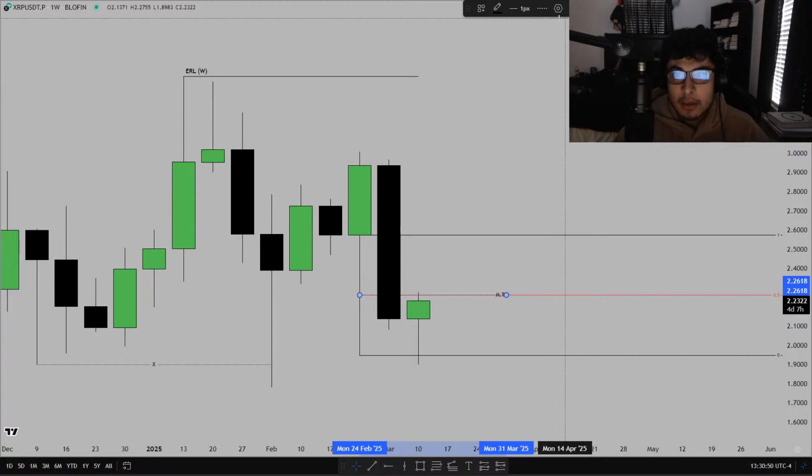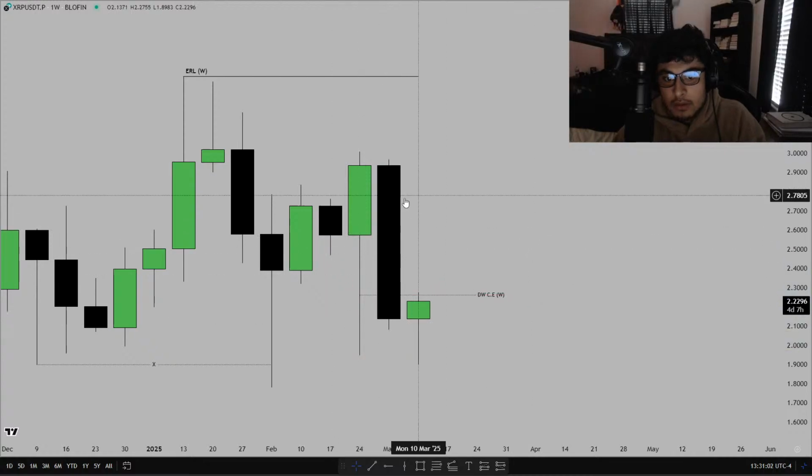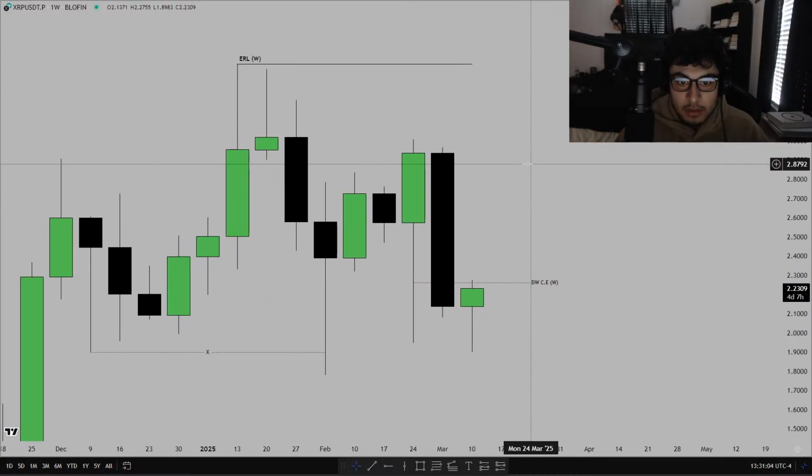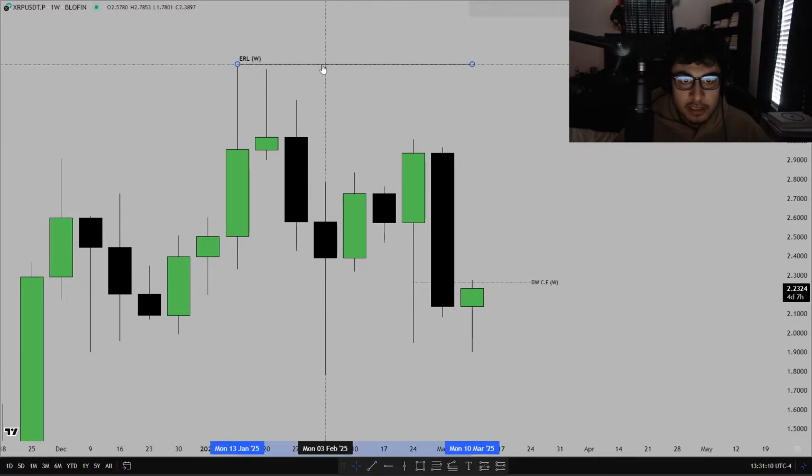So yeah, and this is the consequent encroachment of this week. I don't know why I put mean threshold. It's on the daily or the weekly. So yeah, weekly, this is your wick right there. This would have to be the discount of the wick because it's on the bottom side of it. Premium is above, for me personally. That's how I use it. And then yeah, we're just really aiming for this low right here on the weekly objective.